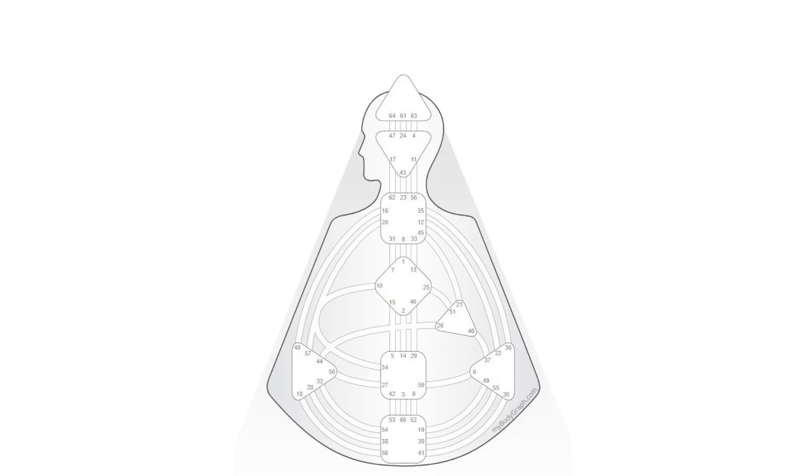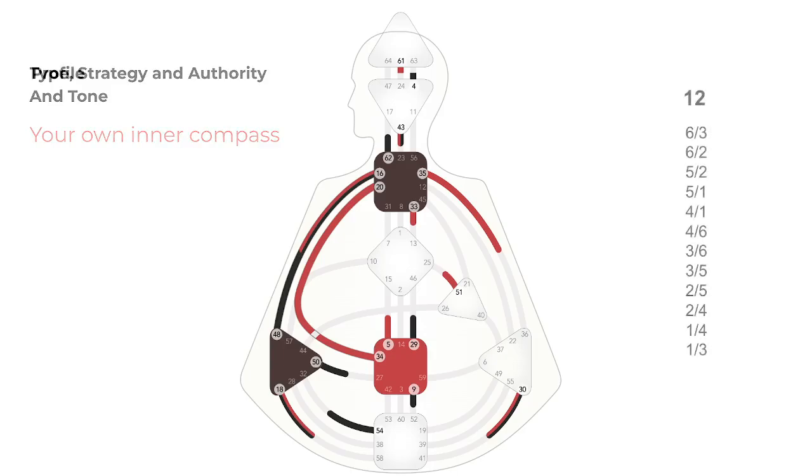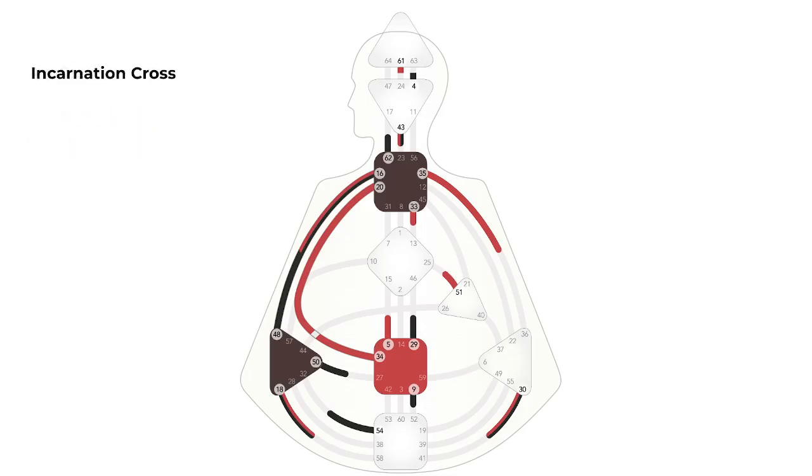Yet when it comes to making decisions, it's up to your own way of navigating, based on your own specific type, strategy, authority, and tone. This is your own inner compass. We'll also go over your profile. There are 12 different profiles, and this is like the costume you wear through life. And finally, we'll go over your incarnation cross, and this is like your life purpose or your life path.